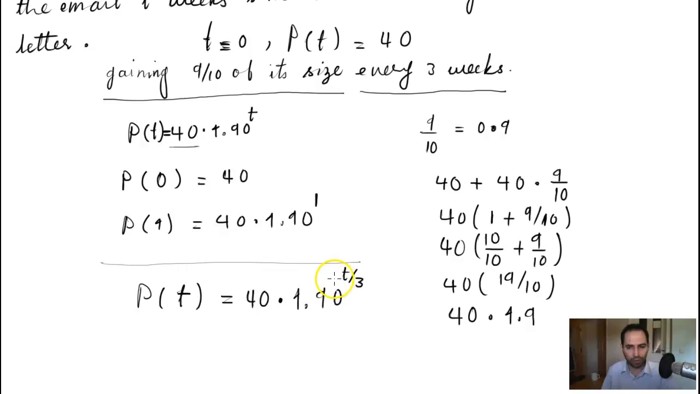In week 1, that was week 1. In week 2, you are multiplying 1.9 raised to the 2/3 power, and then that is multiplied by this 40. In week 3, you are multiplying 1.9 raised to the 3/3 power. 3/3 is 1. So basically you're multiplying 1.9 by 40, and that is nothing but increasing 40 by 90%, and that's basically what we needed.